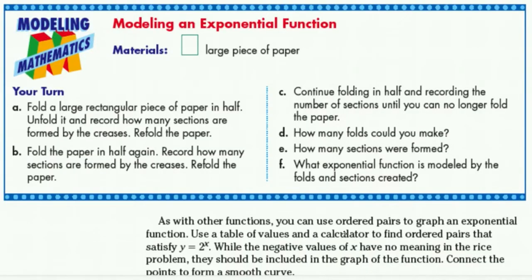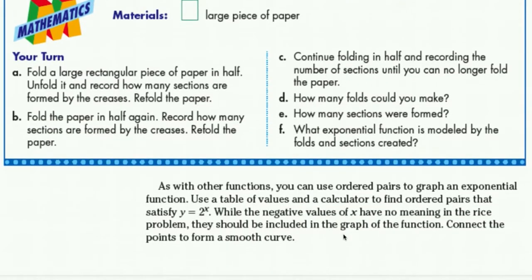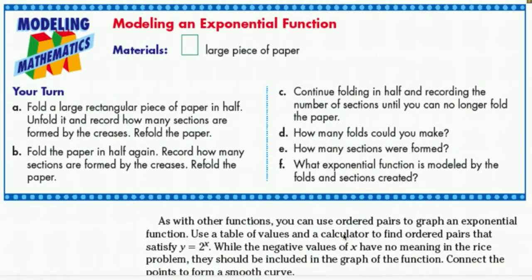So that was a good introduction to exponential growth, and that's exactly what we have here in folding a piece of paper. If you continue to fold a piece of paper in half, what happens is that the first fold will give it 2, the second fold will give it 4, so it doubles just like the rice. Okay, so continue folding it in half and recording the number of sections until you can no longer fold the paper. So how many folds can you make on this one?